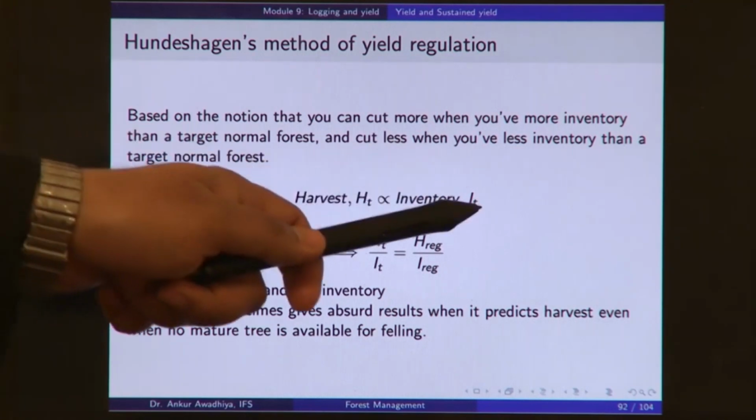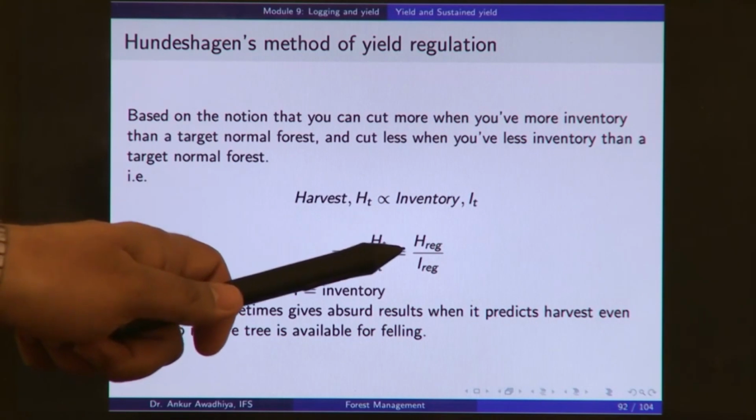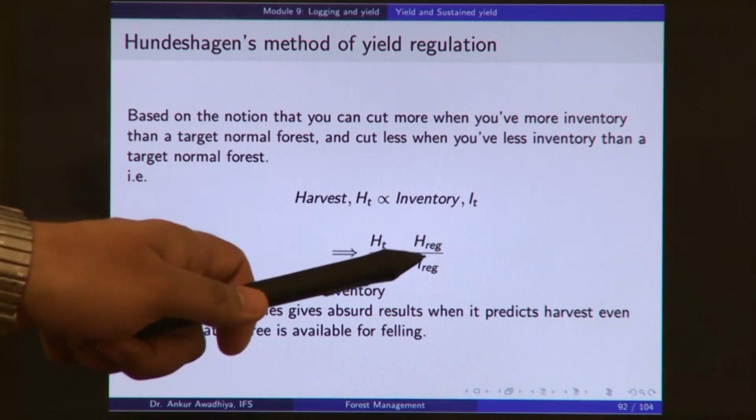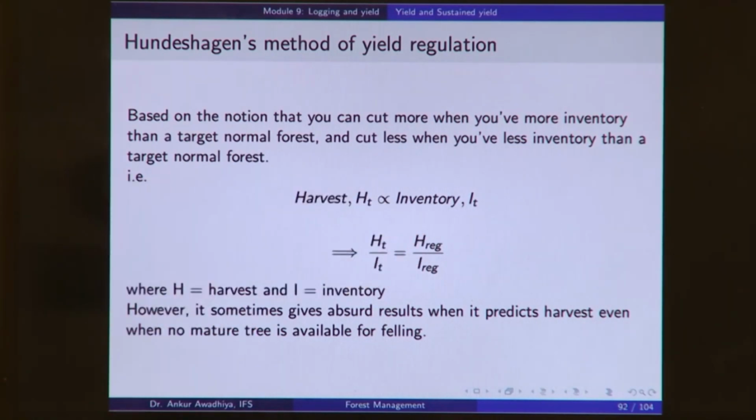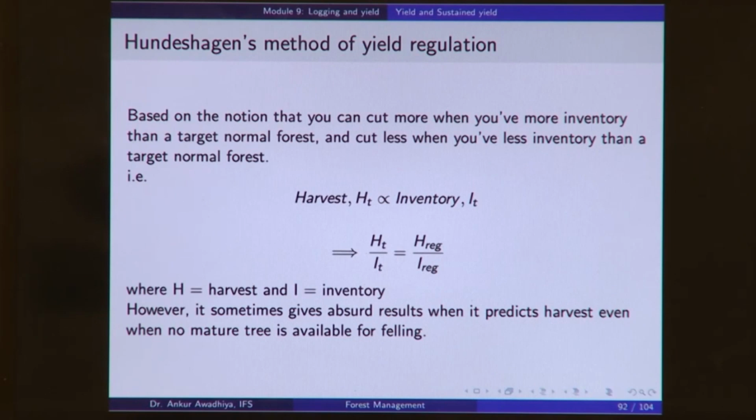So, H is proportional to I, which means that H_t by I_t is equal to H of a regular forest divided by I of a regular forest. So, H is the harvest, I is the inventory. So, this is what it says. H divided by I should be a constant, and how do you get to this constant? Through, say, numerical computations or through setting up of a research plot.